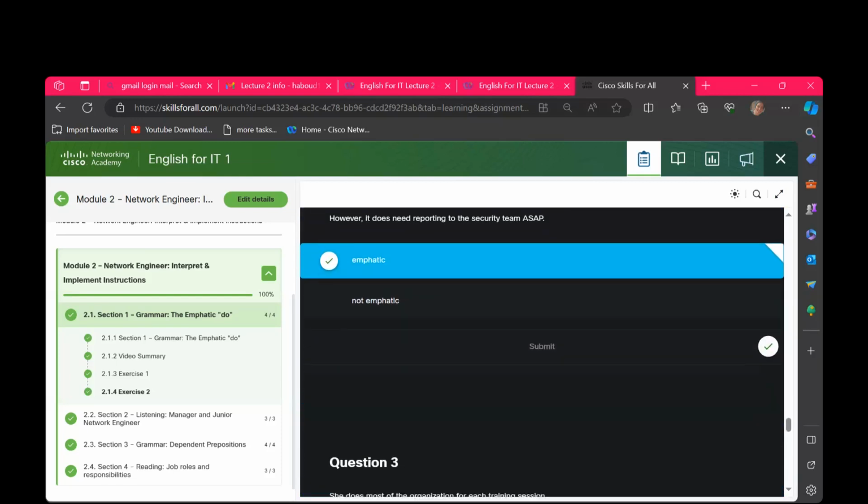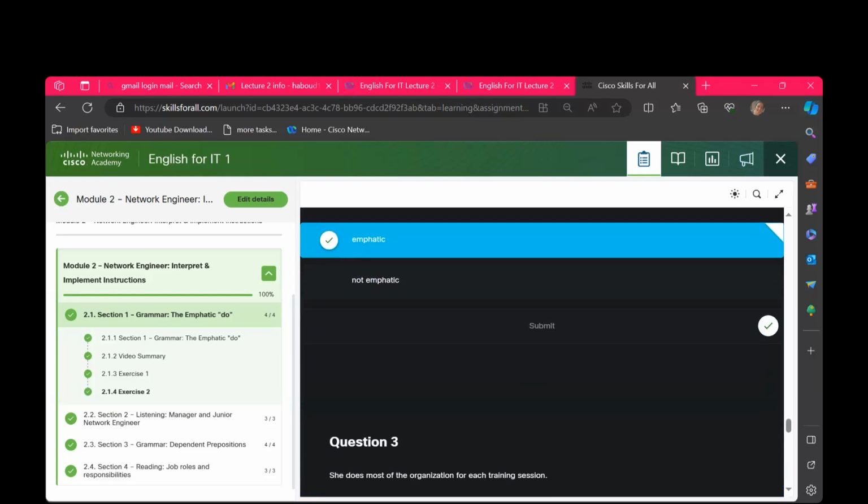Question number three says, she does most of the organization for each training session. Let's read the sentence again: She does most of the organization for each training session. What do you think, clever ones? Emphatic or not emphatic? Who can answer? Whoever paid attention to the explanation.